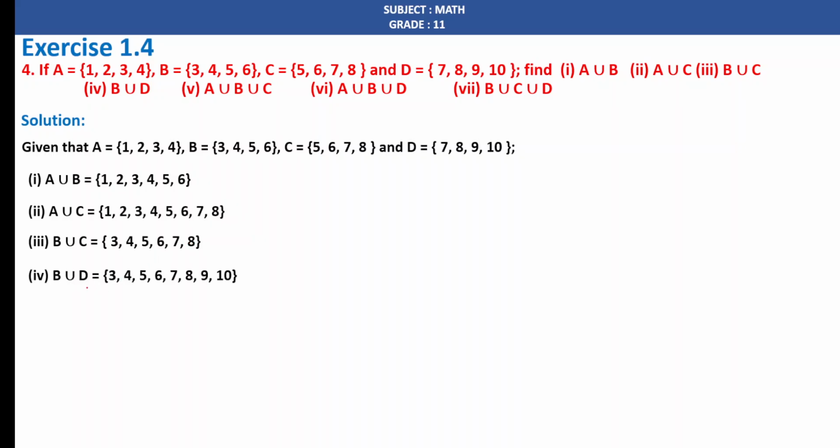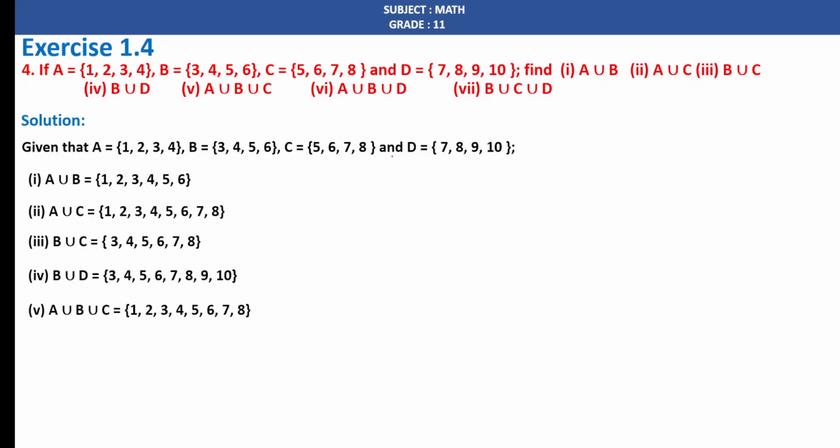Fourth one, B union D is {3, 4, 5, 6, 7, 8, 9, 10}. Here, B value is 3, 4, 5, 6 and D is 7, 8, 9, 10. So, when you are comparing this one, no element is common. So, 3, 4, 5, 6, 7, 8, 9, 10.